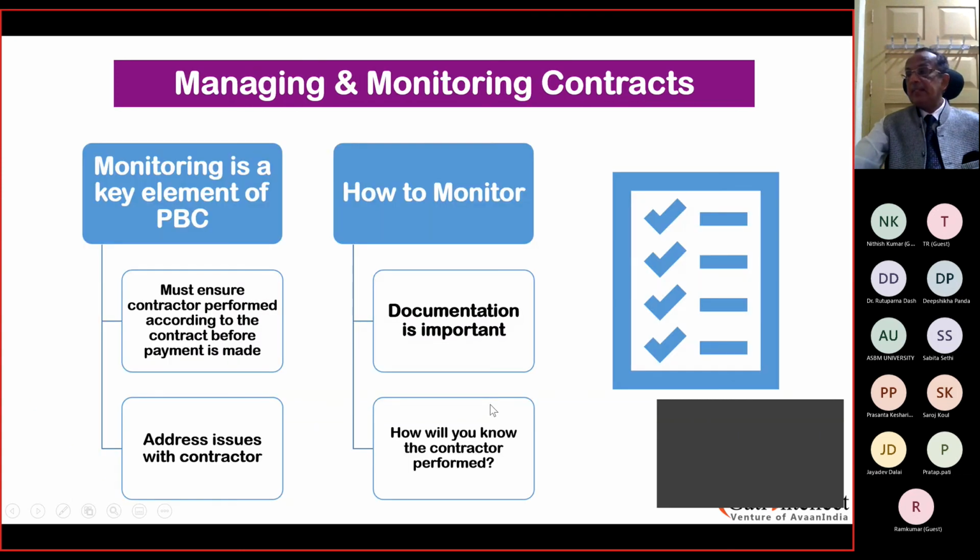Managing and monitoring contracts. How do you monitor? Monitoring is a key element of the performance-based contract. You must ensure the contractor performed according to the contract before payment is made. See, this is the big job. See here, the advantage is, do you think you have to wait until the end?